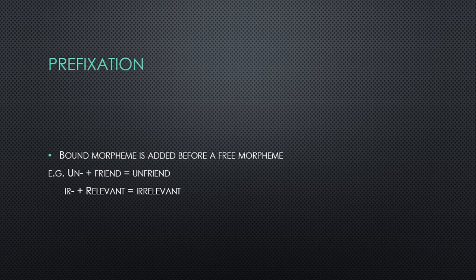Prefixation is that process of word formation in which a bound morpheme is added before a free morpheme. I have given you the examples. For example, if there is a free morpheme friend and I add a bound morpheme un before it, a new word will be formed, that would be unfriend. Next is relevant. Relevant is the free morpheme, but if I add a bound morpheme ir before it, it would become irrelevant and a new word will be formed.